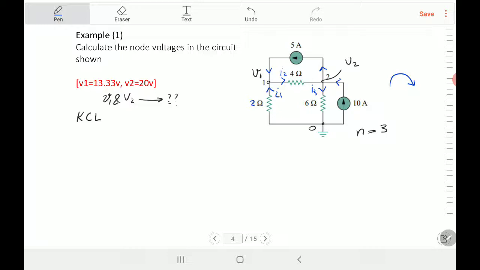Now we are going to apply the Kirchhoff current law at node 1. When you make it node 1, Kirchhoff current law applied at node 1. Oh, I've got to have nice handwriting.